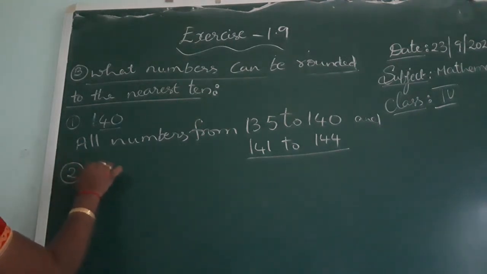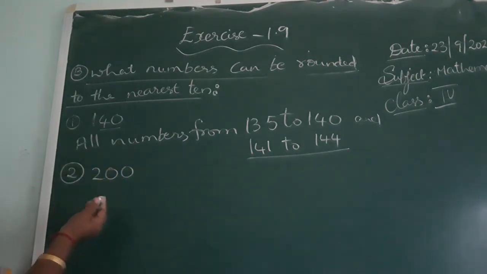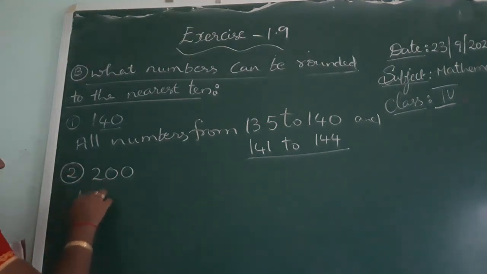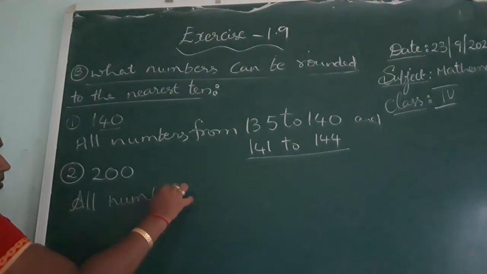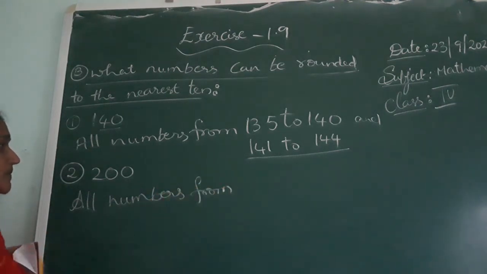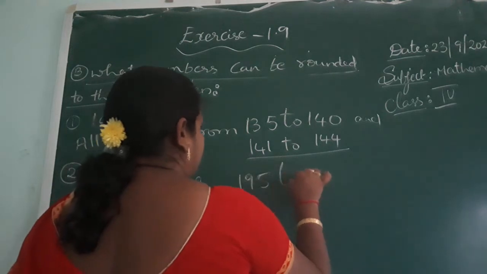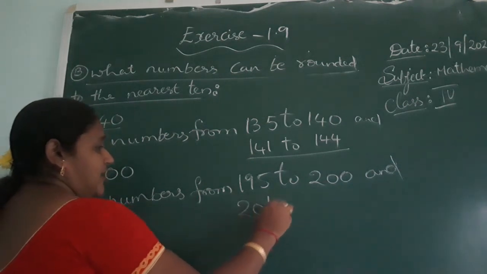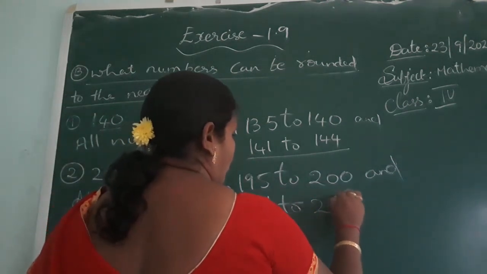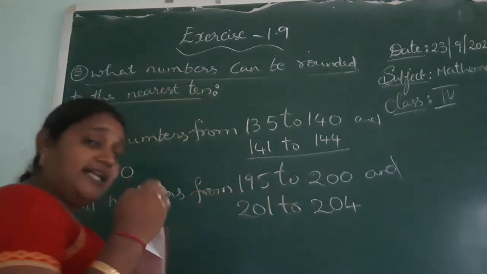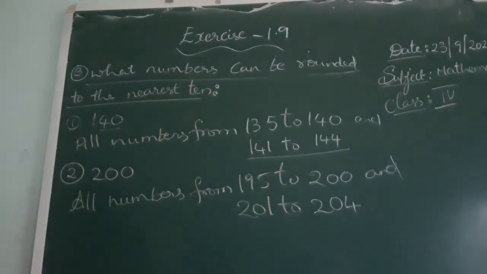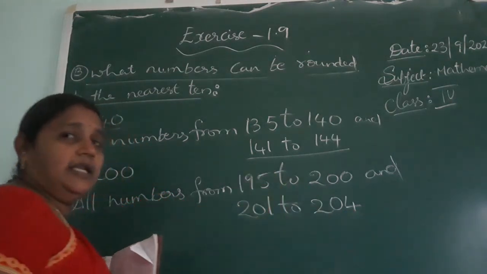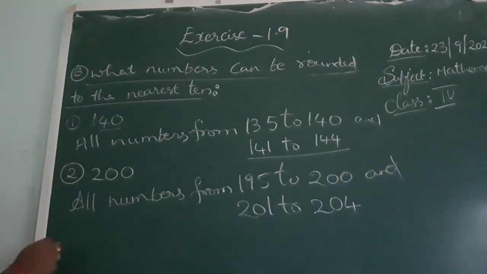200s. Okay, 200 means before 10, 190. Yes? 195 onwards. All numbers from 195 to 200 and 201 to 204. If you write 205, it is a midway number, no? It is always rounded up. It is nearer to 210. So now you have to choose up to 200. You have to write up to 204. See the next one. Third one.